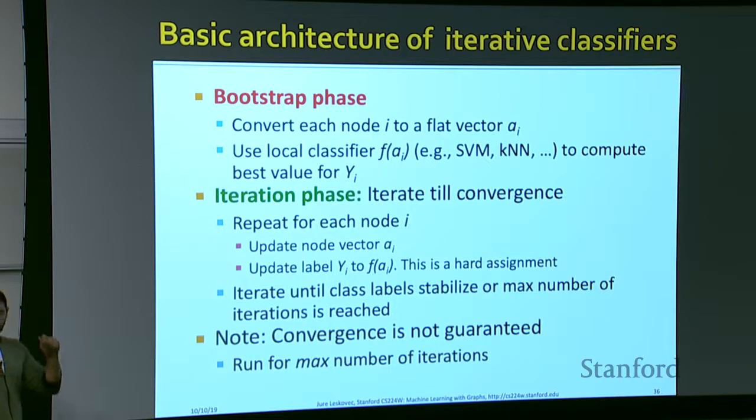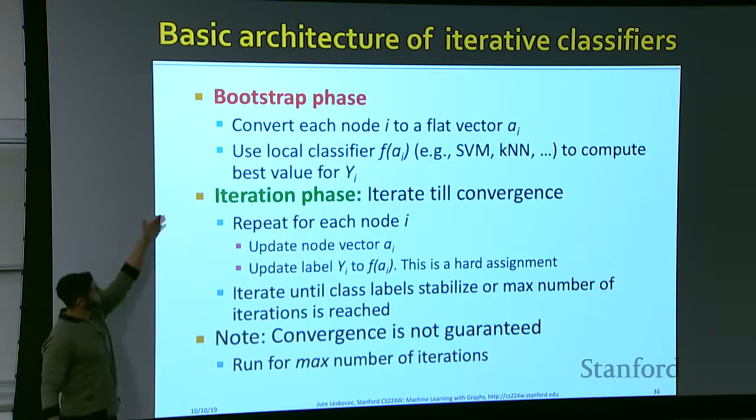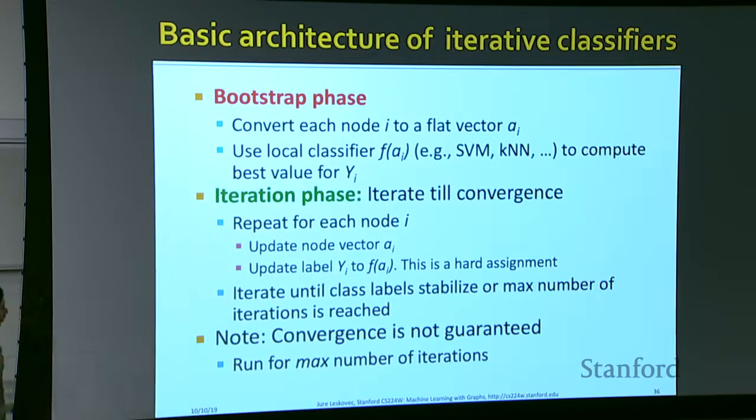So we start from our bootstrap. In the bootstrap, we convert each node i into a flat vector of features, and then we use a local classifier to compute the best value for y_i, okay? So basically back to the question that you had before. In this case, we really want to use as much as possible either a local classifier or some prior information that has been given to us about the nodes of that graph.